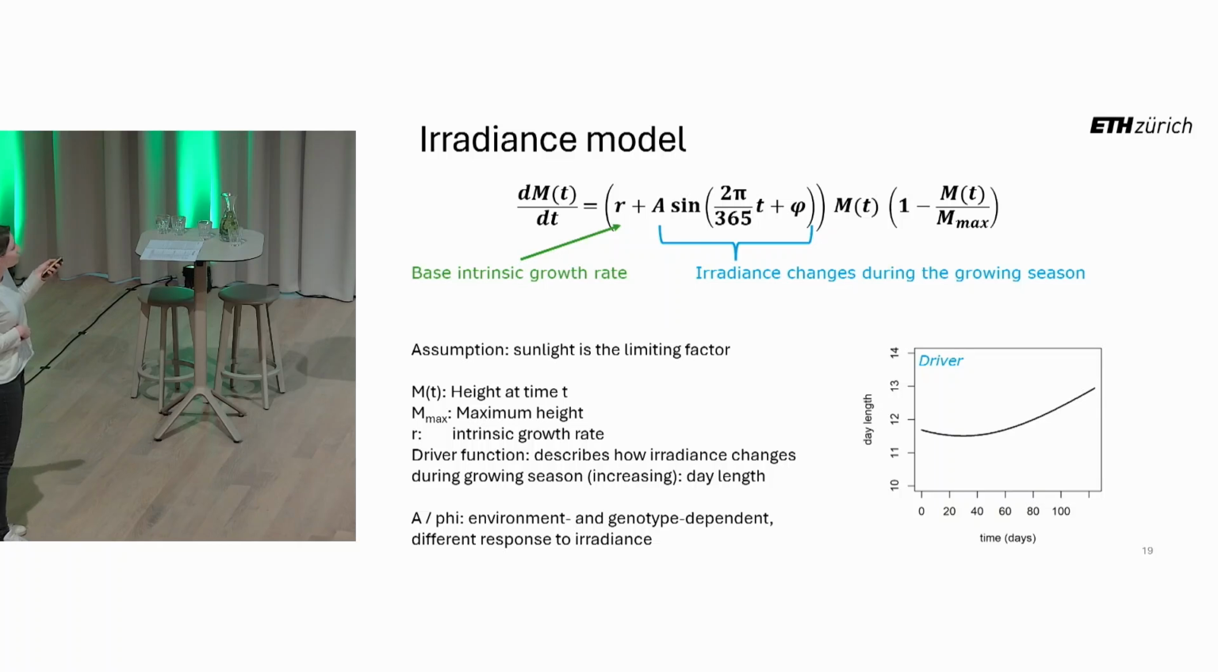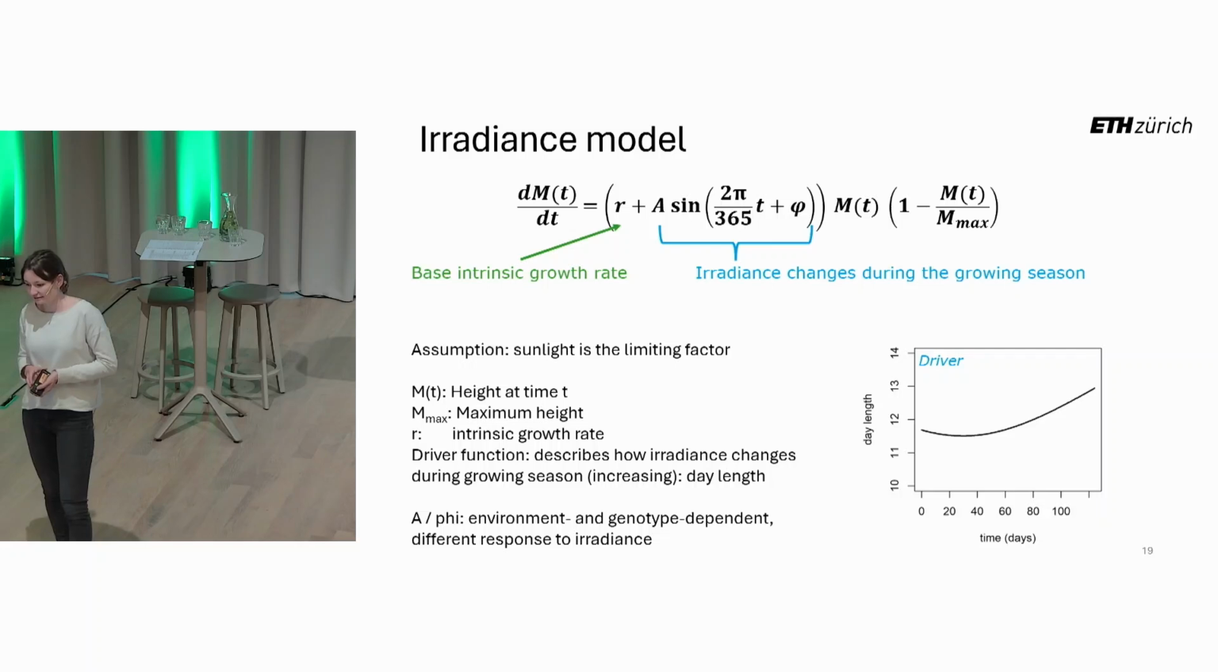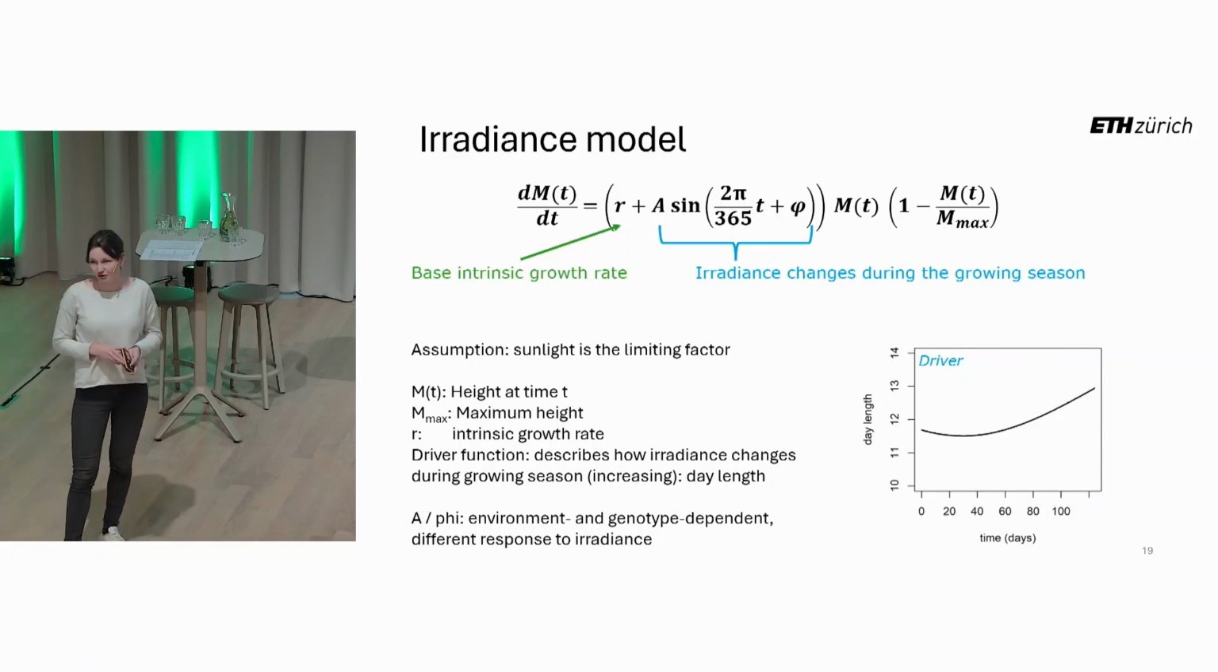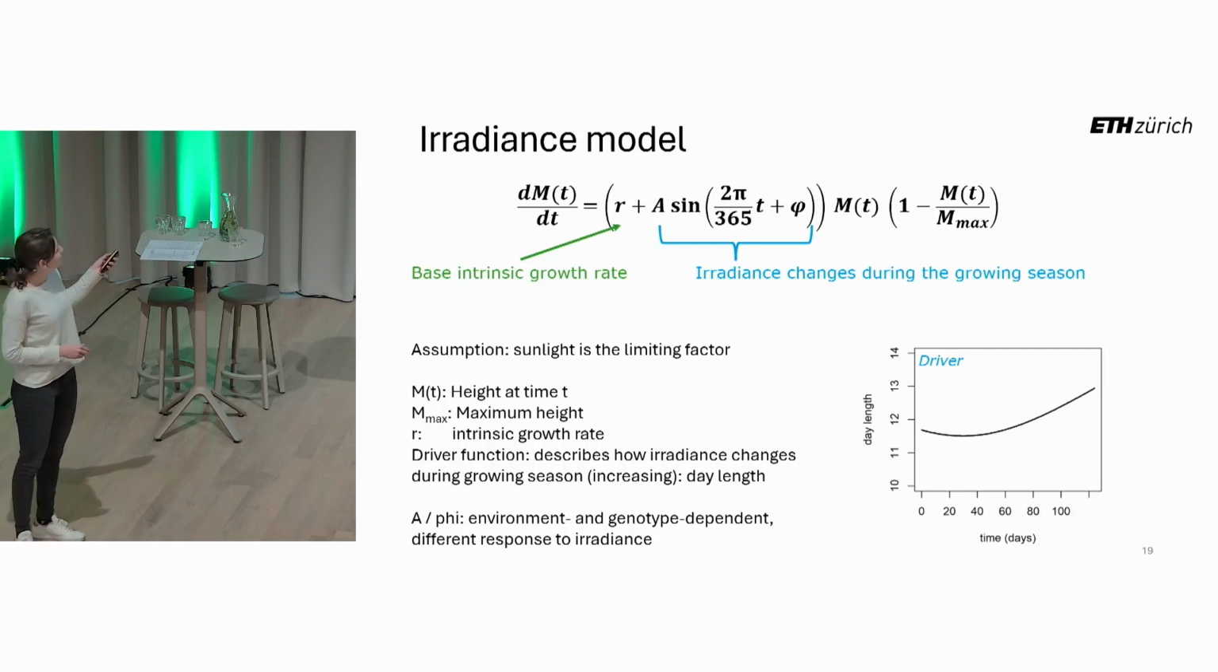And here in blue, you can see an additional parameter. So this is the driver function, and it describes how irradiance changes during the growing season, because we have shorter days at the beginning of the year and longer days at the end of the season. And in this driver function, you can see we have 2 additional parameters, A and phi.